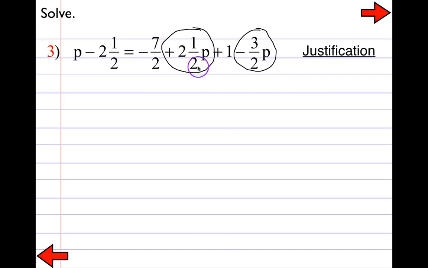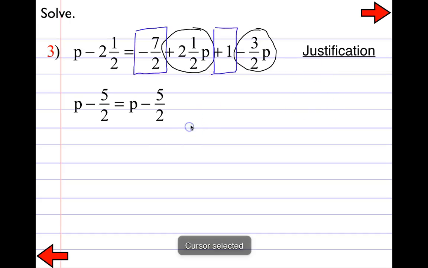So notice, since I already circled these two terms to combine the variables together, I don't want to circle the constants either because it's going to appear as though I'm trying to combine everything together. So I'm going to box the constants so that I know the difference between the two. Once I do that, I'm going to end up with p minus 5/2. Notice what I did here: I converted -2 1/2 into an improper fraction. When I combine the p's together, I'm left with 1p. Combining the constants together, I'm left with -5/2.